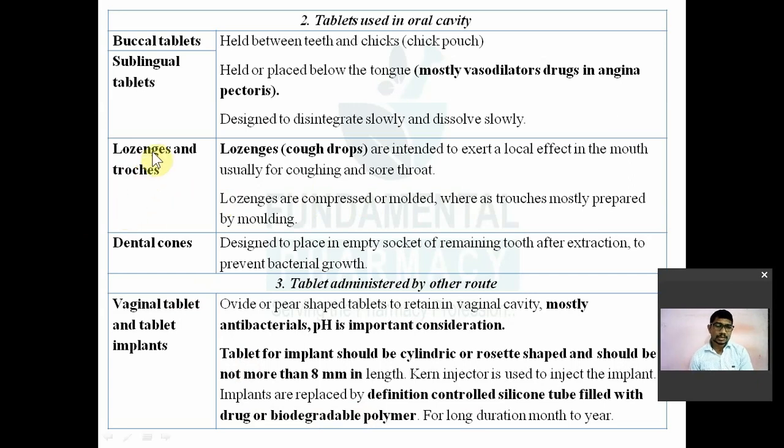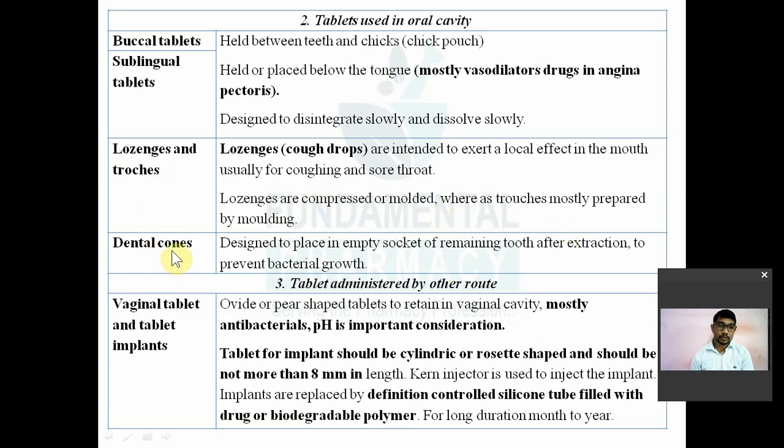Okay, so lozenges are sometimes manufactured by molding and fusion of candy, like candy lozenges. But pouches are made by compression. So mostly pouches are made by compression. They are not made by fusion or candy process. But lozenges can be made like a candy. So lozenges are nothing but the cup drop. Lozenges are compressed or molded, but most of the time pouches are only molded.